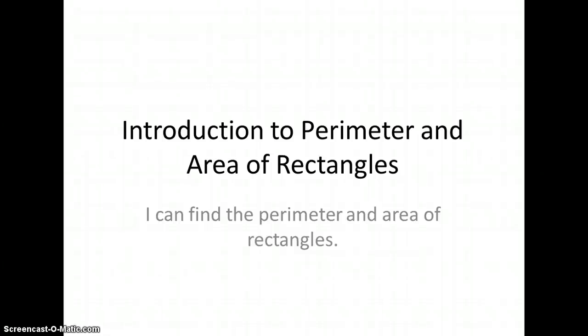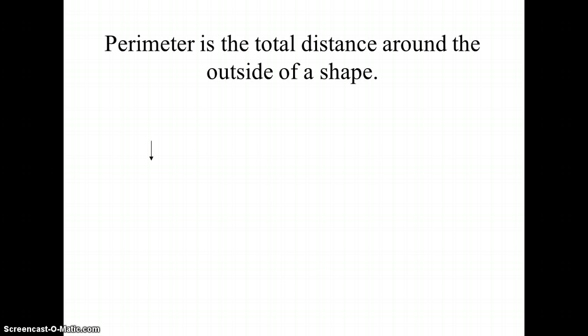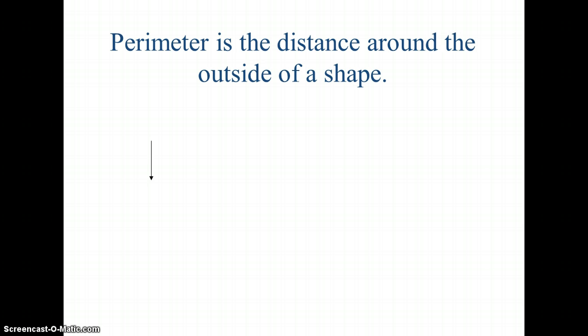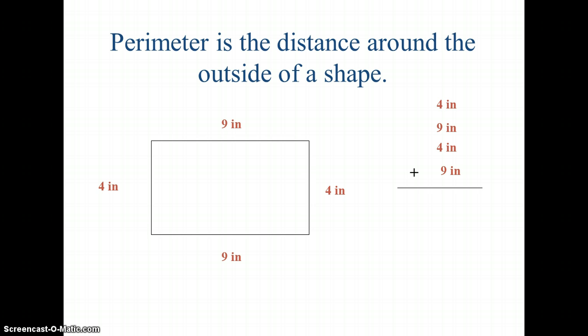Okay, today we're going to do a short introduction to perimeter and area of rectangles. And by the end of this lesson, you should be able to say, I can find the perimeter and area of rectangles. Perimeter is the total distance around the outside of a shape. So if I were to walk around a shape, I would ask myself, how far did I walk? And that would give me the perimeter of my shape.